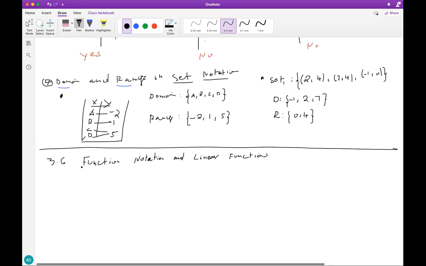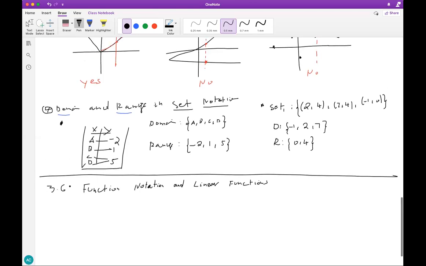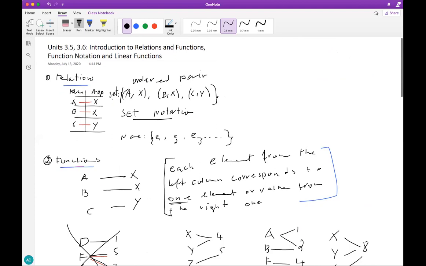Okay, so we're going to continue with the functions today. Last time we saw the introduction to relations and functions, that was 3.5. Today we're going to do 3.6, which is function notation and linear functions.